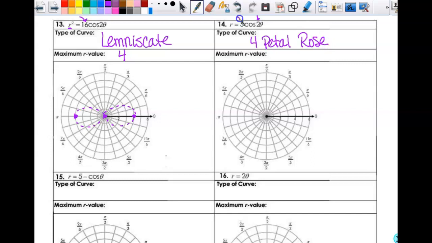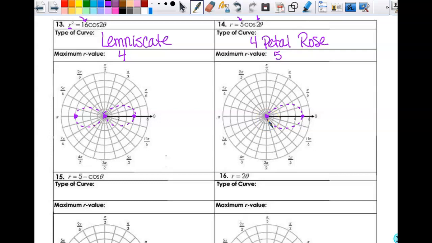This is my maximum R value, which is 5. This is a cosine curve, so my first petal is on the x-axis. So here's my first petal. And since there's 4 of them, I think we could probably all agree that we have 1 here, 1 here, 1 here, 1 here. But I'm going to show you how I can come up with the numbers if I didn't know exactly where they were.